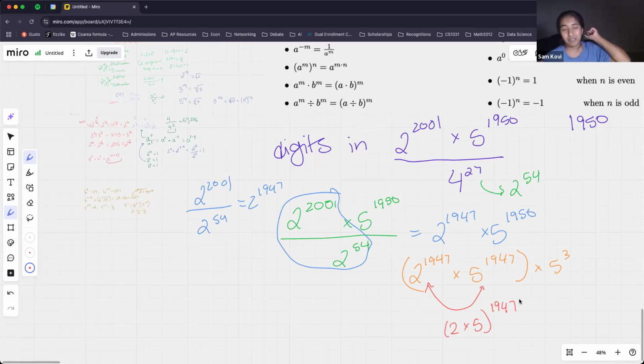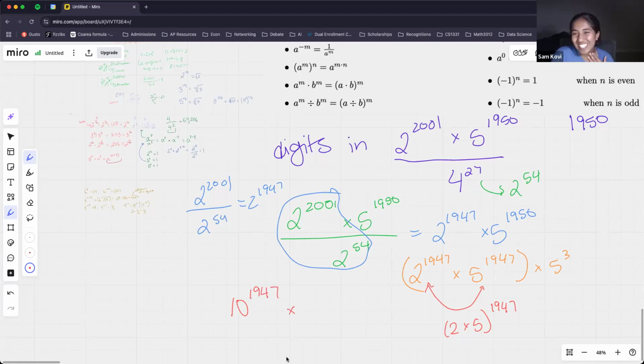Sorry, hold on, let me say that again. If I had 2 to the power of 1948 times 5 to the power of 1947, then I couldn't just multiply the bases together because they have different exponents. That's why I separated this into 5 to the power of 1947 and 5 cubed. Because I can't just multiply 2 and 5 when they have different exponents originally. So as you can see, I have 2 times 5 to the power of 1947. So this becomes 10 to the power of 1947.